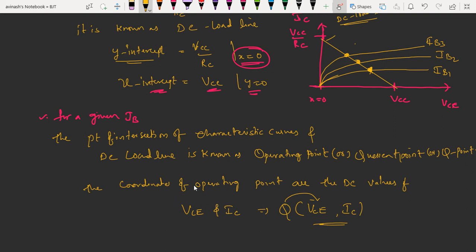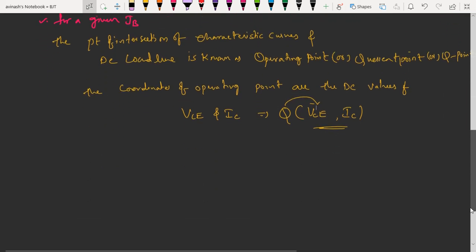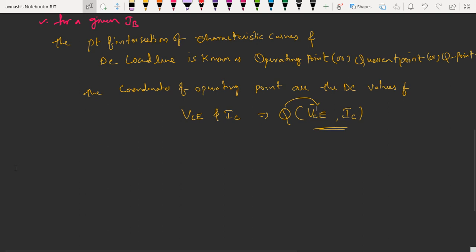So let me give you some important points here. DC load line is also called the locus of operating point.